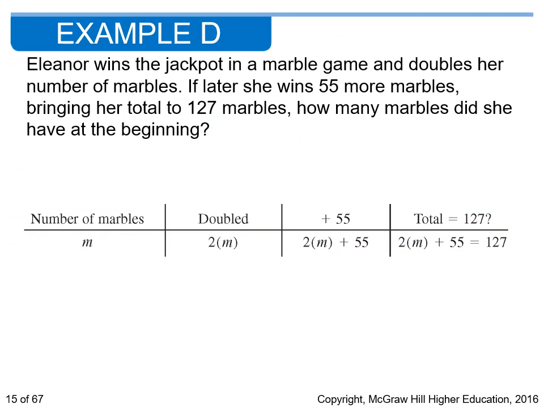Okay, let's try that in a word problem. So Eleanor wins the jackpot in a marble game and doubles her number of marbles. If later she wins 55 more marbles, bringing her total to 127, how many marbles did she begin with? So if we work from the beginning and we say she had m marbles, she doubled her marbles to make 2m. She added 55 to get 2m plus 55, and we want that to total 127. So instead of just guessing, we can use algebra to write an equation.